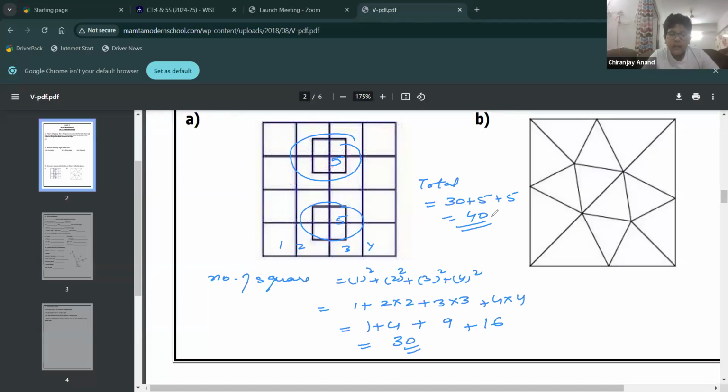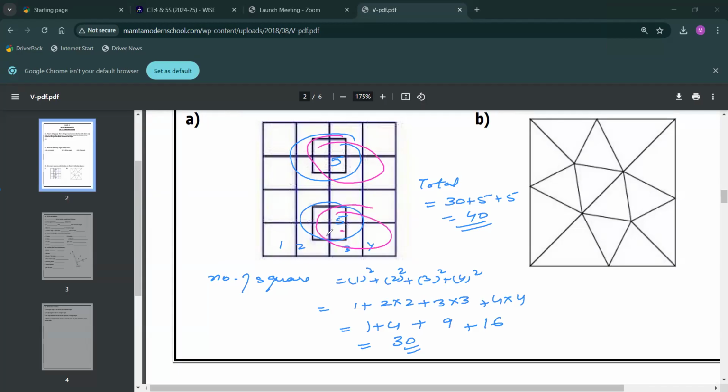Ma'am, the 30 is not the correct answer for the number of squares. No, no, 40. 30 is the correct answer whenever these two squares are not included. See, which I have circled here. If they are included, they will also contain 5 squares. Okay, understood, children? Yes, ma'am. Please note this if you have not noted.